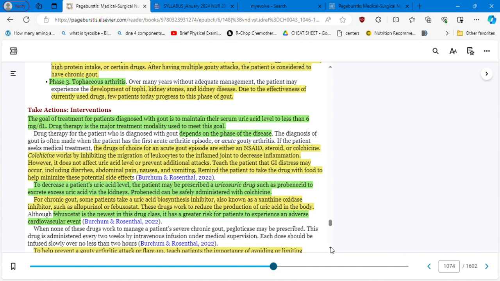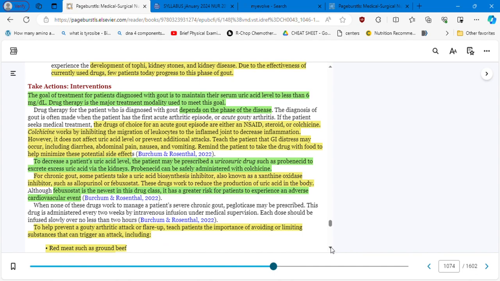The drugs of choice for an acute gout episode are either NSAIDs, steroids, or colchicine, which works by inhibiting the migration of leukocytes to the inflamed joint to decrease inflammation. However, it does not affect uric acid level or prevent additional attacks. So for this medication, we need to teach the patient that GI distress may occur, including diarrhea, abdominal pain, nausea, and vomiting. Remember this colchicine because we are going to see this drug when we enter the GI tract. Remind the patients to take the drug with food to help minimize these potential side effects.